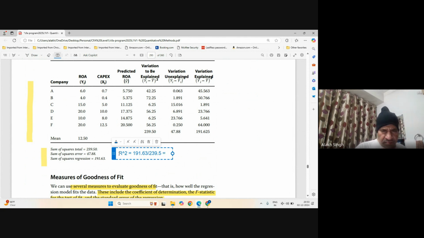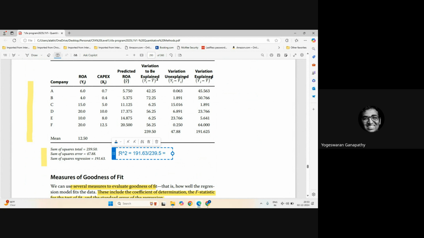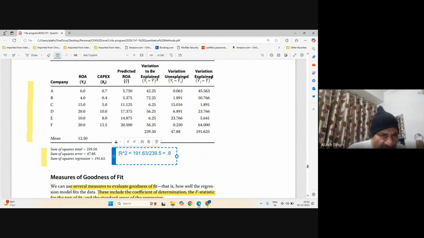So 191.63 divided by 0.8. Okay. Now, what will be our F value? This one we calculated R square, and the other terms like root mean square we don't need. But okay, so F value.